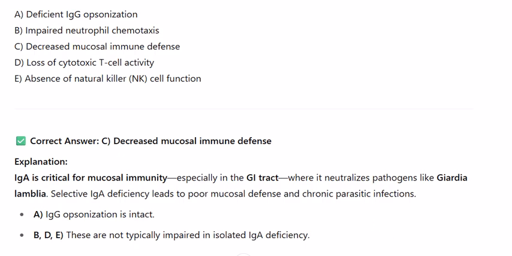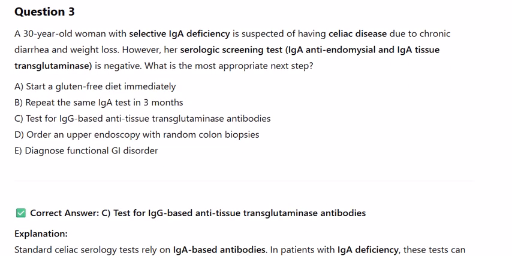Question 3. A 30-year-old woman with selective IgA deficiency is suspected of having celiac disease due to chronic diarrhea and weight loss. However, her serologic screening test, IgA anti-endomysial and IgA tissue transglutaminase, is negative. What is the most appropriate next step?